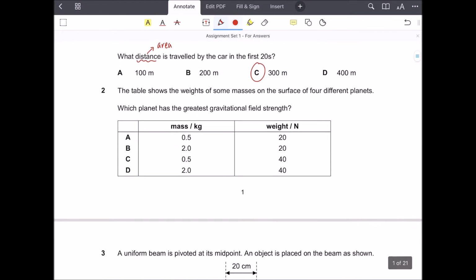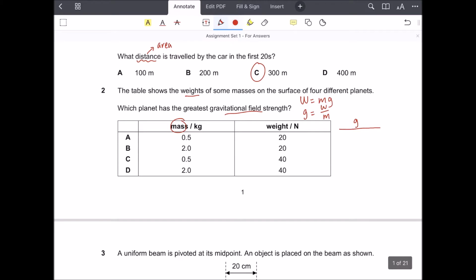Now in the next question, the question is about weight and they give you mass and they ask you about gravitational field strength. So in this question, you will have to quickly think about the formula involved, and that is W equals mg, and you know that g would then be W over m. So when they ask you about which planet has the greatest gravitational acceleration, all you need to do is find the g for each one of them.